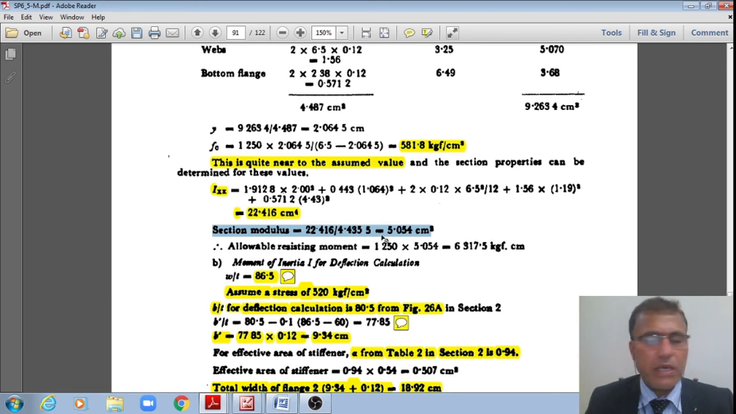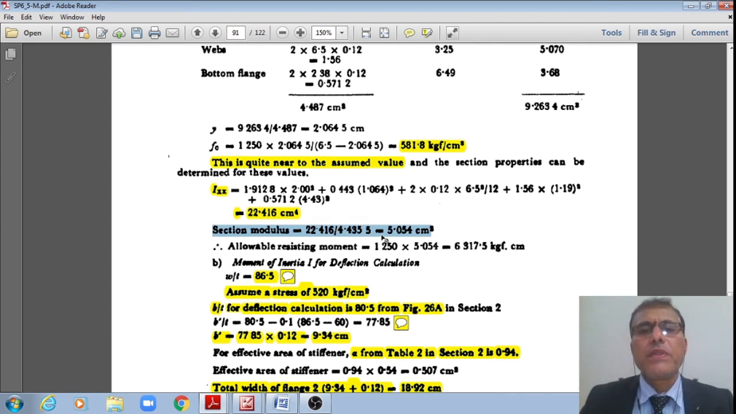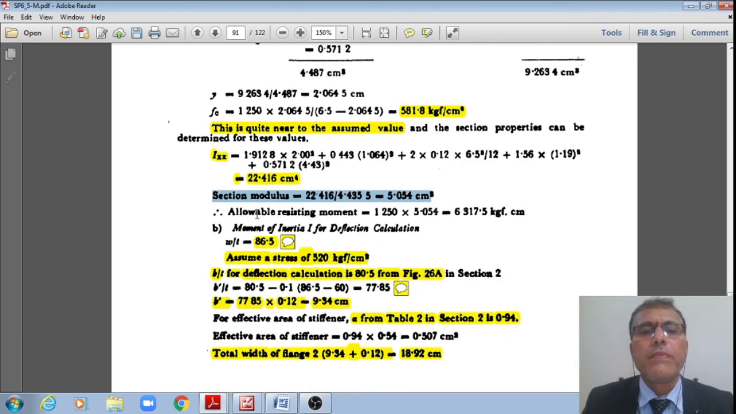That is for the tension fiber. Therefore, that gives 5.054 centimeter square. Therefore, the permissible moment of resistance of this section is equal to M is equal to F multiplied by Z, where F is equal to 1250 and Z is equal to 5.04. That works out to 6317.5 kg per centimeter, or approximately 0.63 kilonewton meter.